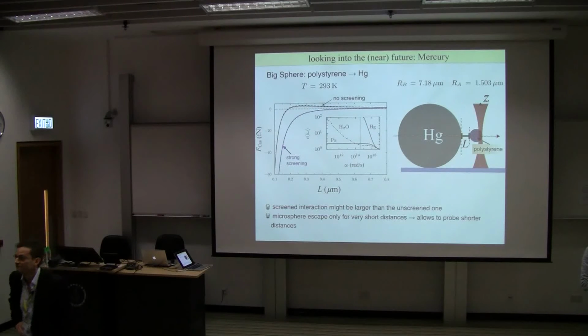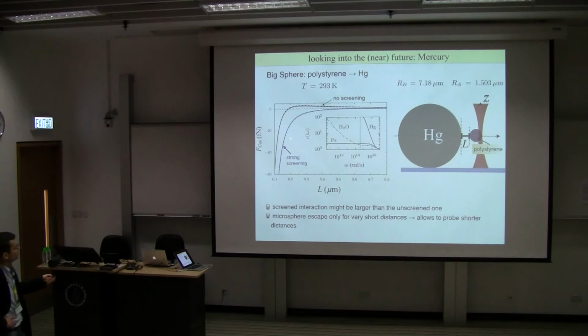Mercury is repelled by the surface. Sorry? Mercury doesn't wet glass. It's repelled. You mean the Casimir interaction? No, mercury against the dielectric is repulsive. It doesn't wet. So it stays very nicely spherical. Anyway.